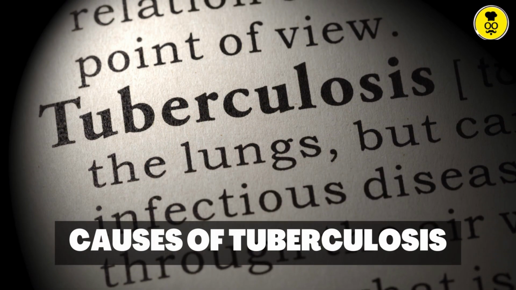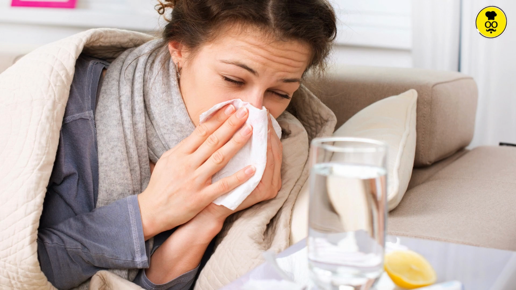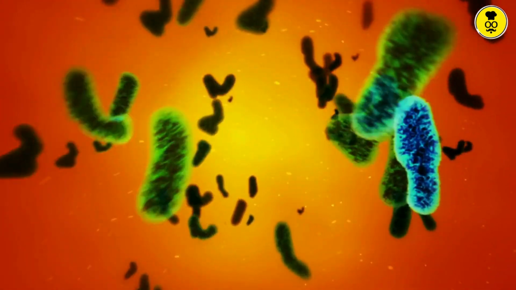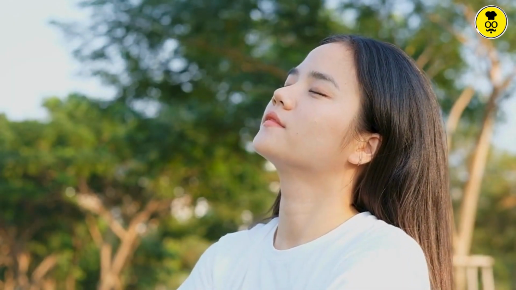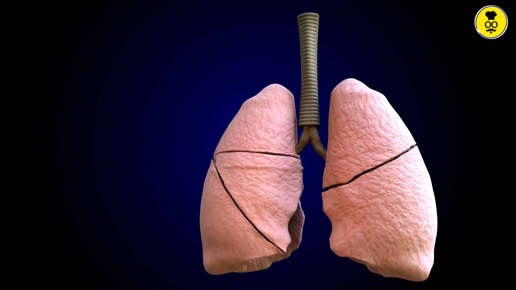Causes of tuberculosis. Tuberculosis is primarily spread through the air when an infected individual coughs, sneezes, or speaks. The bacteria are released into the air and can be inhaled by others nearby. However, not everyone who inhales the bacteria will develop active tuberculosis.